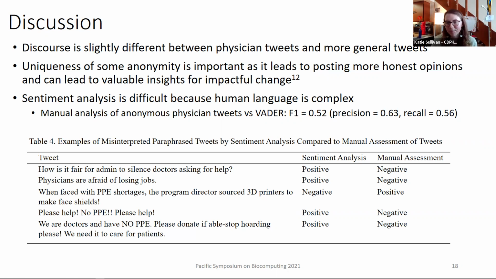And so you can see from the examples in the table here on this slide that there is definitely room for improvement. So just for example, "please help, no PPE, please help." The sentiment analysis tool thinks this is a positive tweet, and that's likely because the word help is usually thought to be positive. However, this is very clearly a negative sentiment tweet.